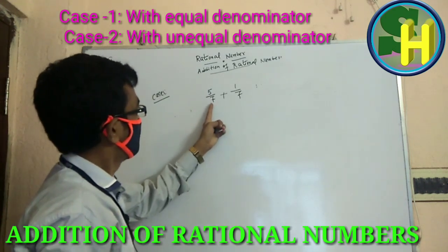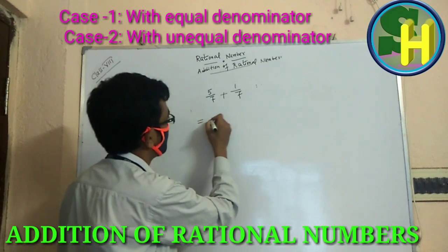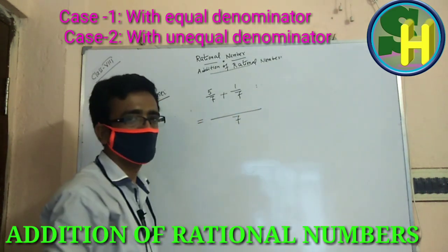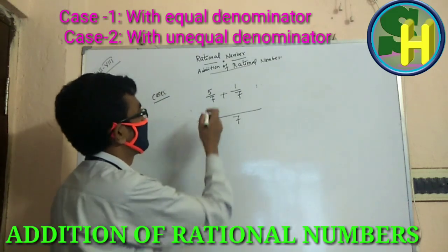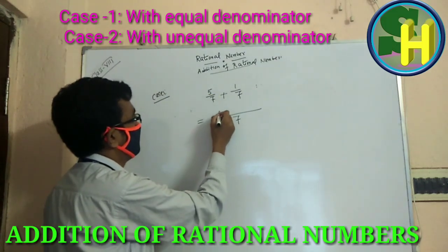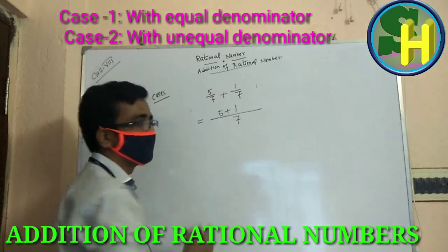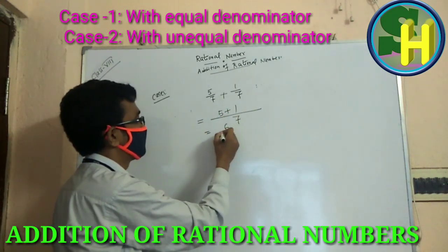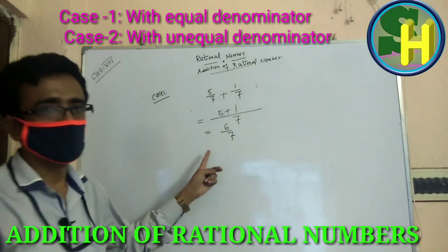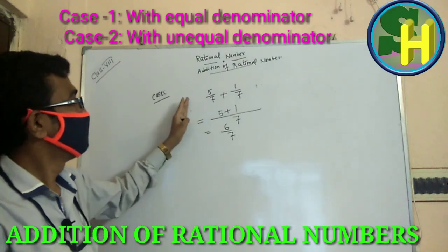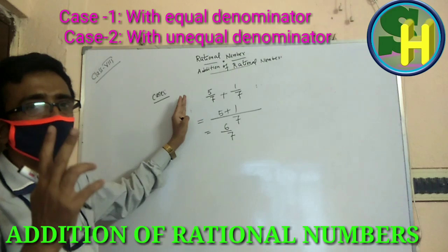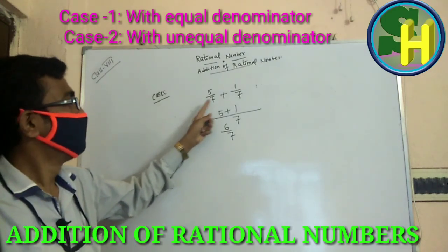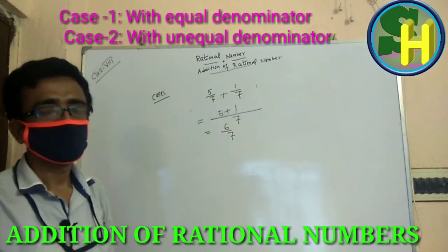If they have the same denominator, you just write that denominator here and simply add all the numerators. 5 plus 1 is 6 by 7. This is the first case: how to add two or more rational numbers having the same denominator.